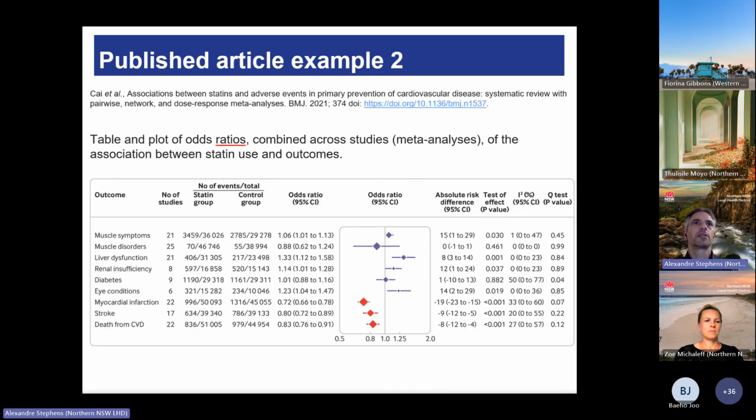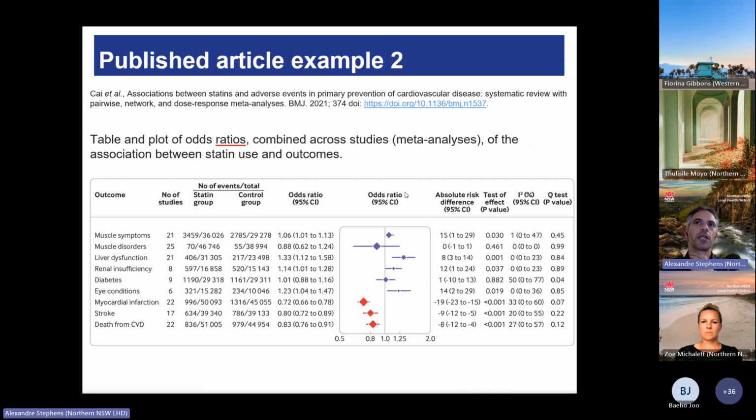Second published article here: this is the association between statins and adverse events in primary prevention of cardiovascular disease. This was also a systematic review. The table here is slightly different to the truncated forest plot in that it's looking at a variety of different outcome variables, and these are the combined estimates obtained through meta-analyses of these outcomes. So they're already combined estimates.